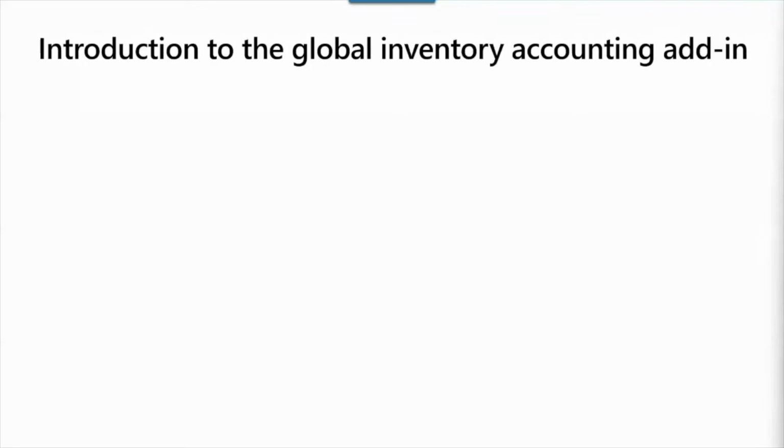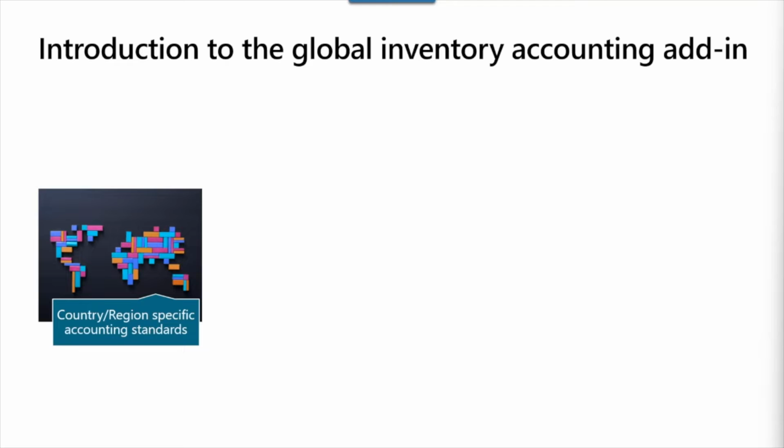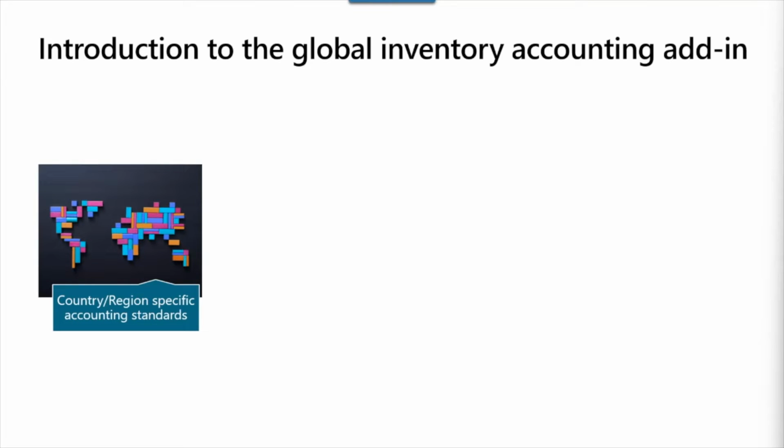You may be wondering what the Global Inventory add-in is for. In a nutshell, the Global Inventory Accounting add-in is a new feature that's built on the microservice infrastructure in finance and operations that allows organizations to meet multiple inventory and financial reporting requirements. For example, you can use the add-in when you operate in different countries and regions that have different accounting standards.